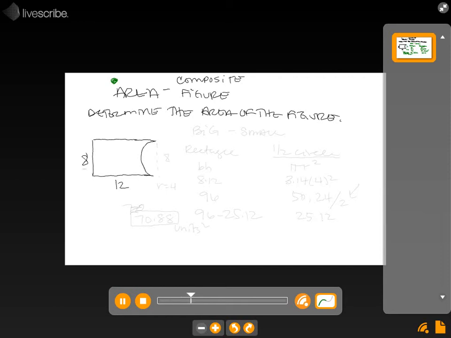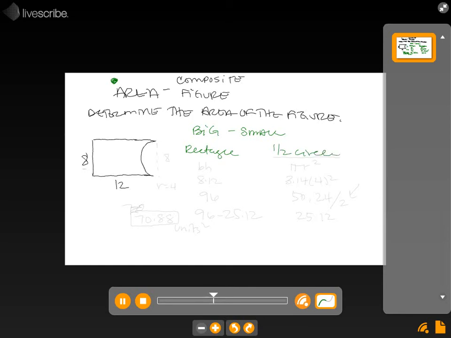So we're going to do this one just so you have an example or reference to look at, but I think you could figure it out if you needed to. So for this particular example, we're going to find the big area, and we're going to subtract the small area, the chunk that's being taken out of the figure.